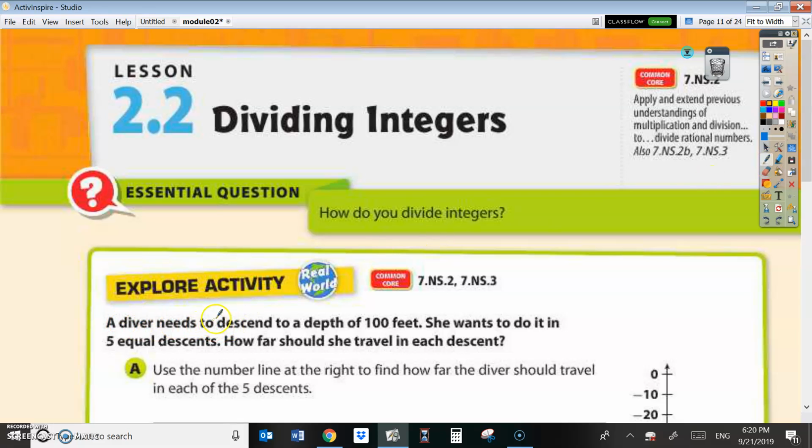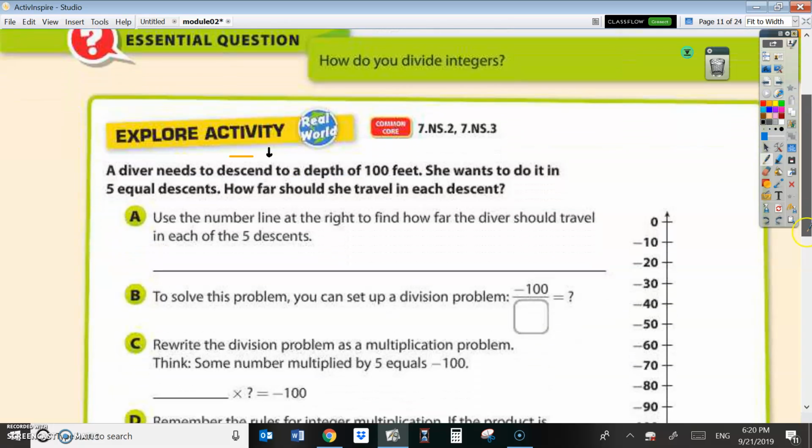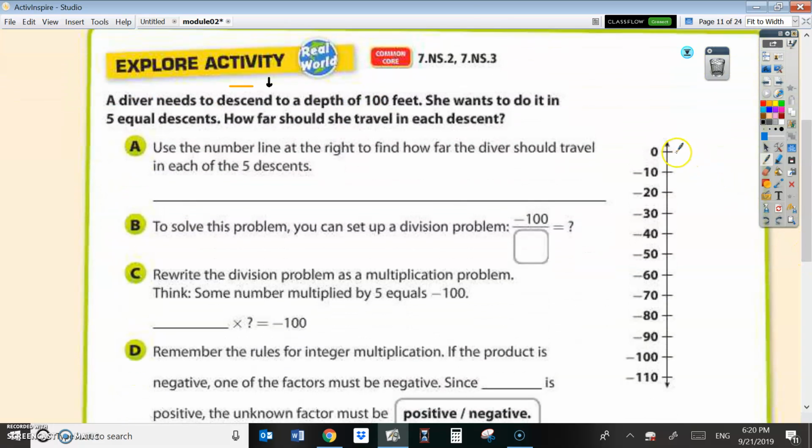A diver needs to descend. Descend is down. Okay? Descend down to a depth of 100 feet. She wants to do it in 5 equal descents. So how far should she travel in each descent? So you've got 1, 2, 3, 4, 5. It's negative 100 divided by 5. So she needs to go down 20 feet.